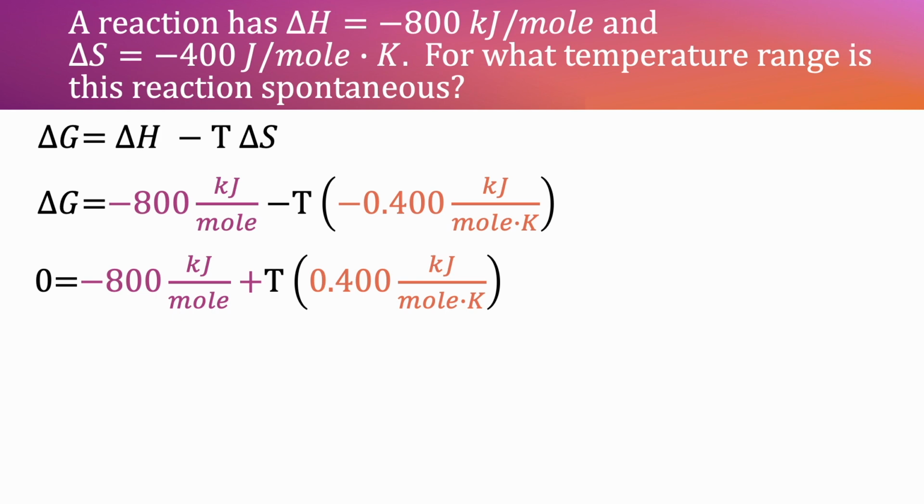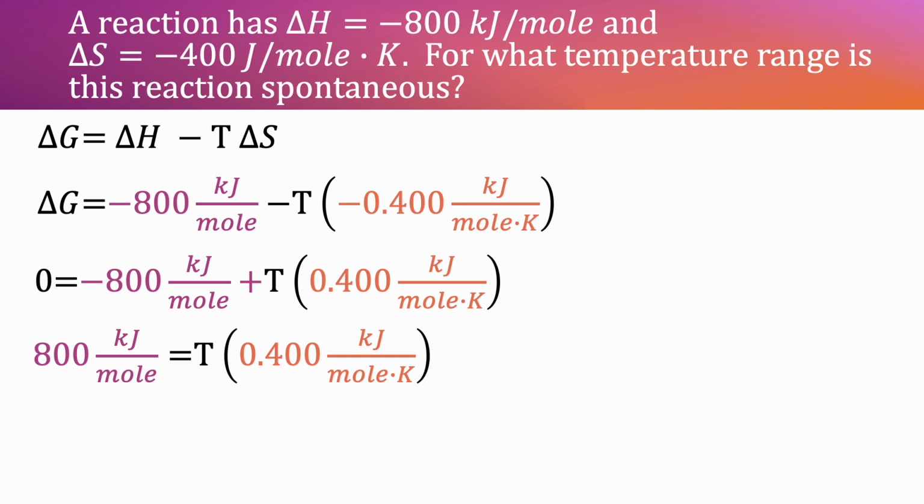Remember, we go in the opposite order of PEMDAS when we're rearranging to isolate a variable. So first we see that 2 terms are being added. So we're going to take one of those terms and move it to the other side. To get rid of negative 800 kilojoules per mole, we're going to add 800 kilojoules per mole to both sides of the equation. Now the only operation we have left is that T is being multiplied by that 0.4 kilojoules per mole Kelvin term. So we're going to divide both sides by 0.4 kilojoules per mole Kelvin.